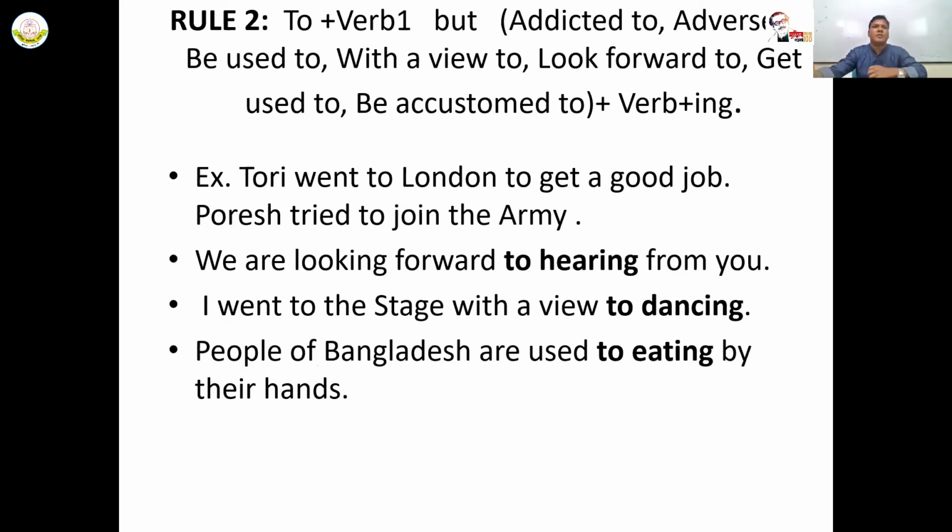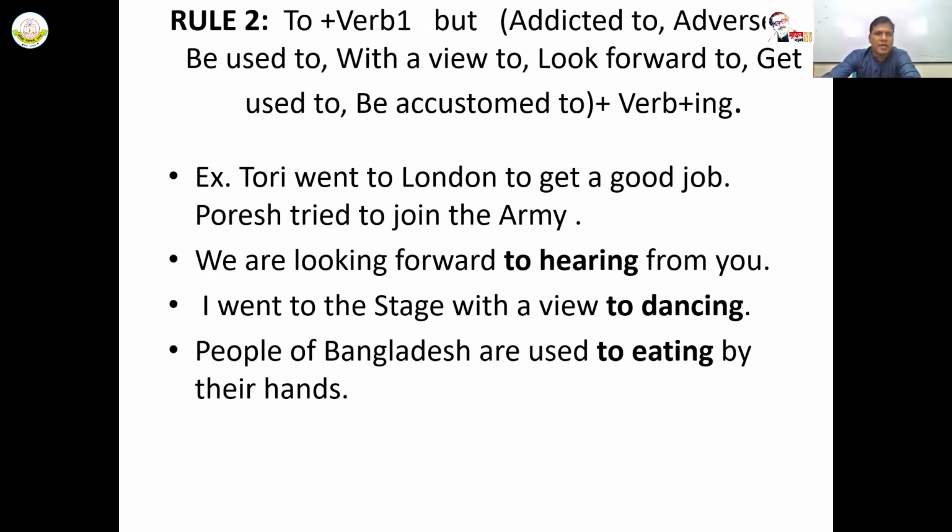Now rule 2. We always notice that the verb after to takes the base form. That means, in short, we can say verb 1. But there is something different, like is addicted to, adverse to, be used to, with a view to, look forward to, get used to, be accustomed to. After these, the verb will take the ing form.